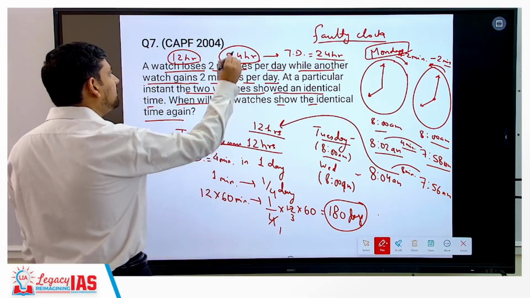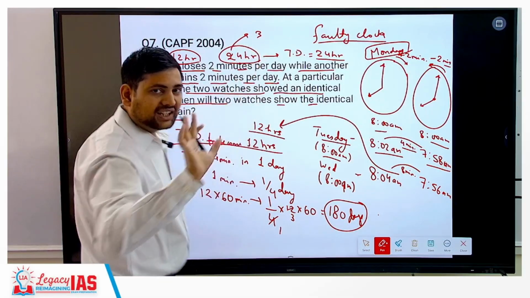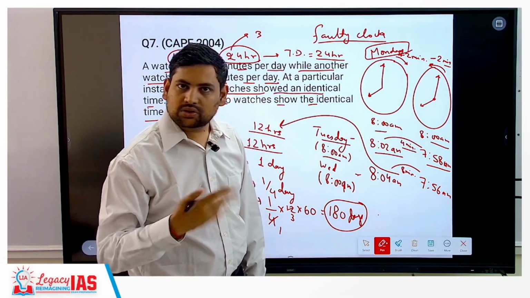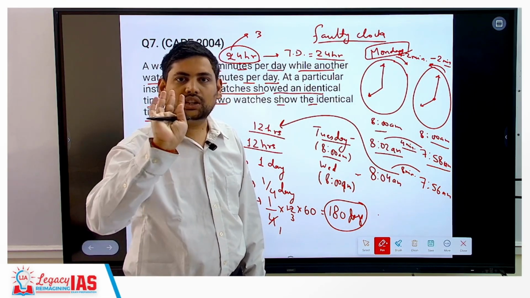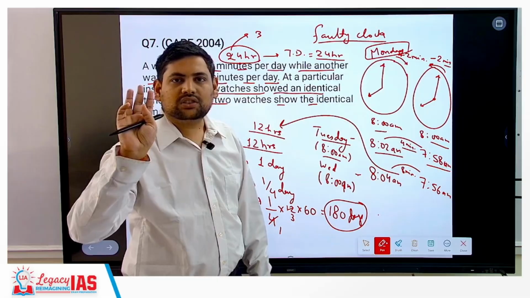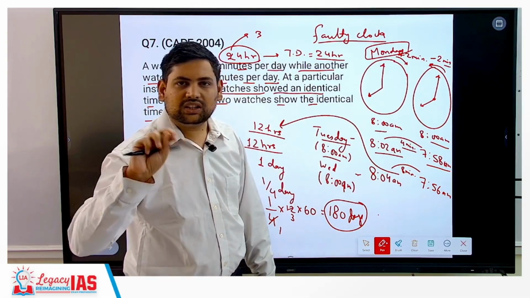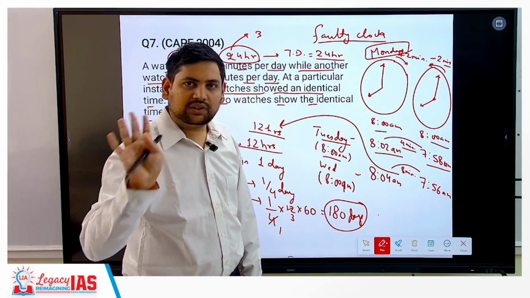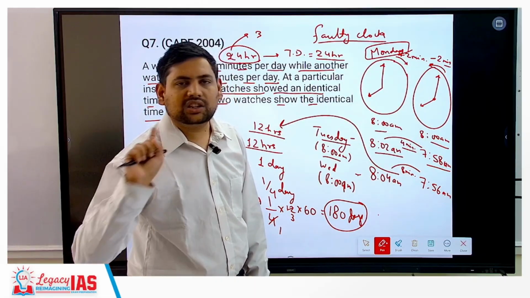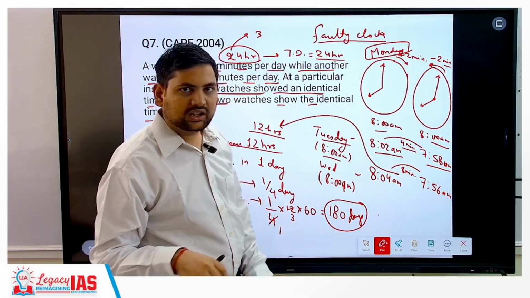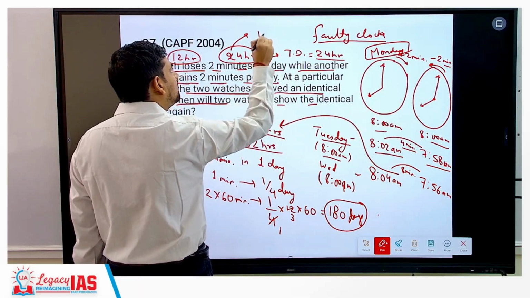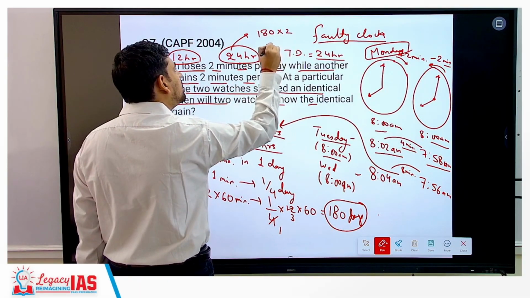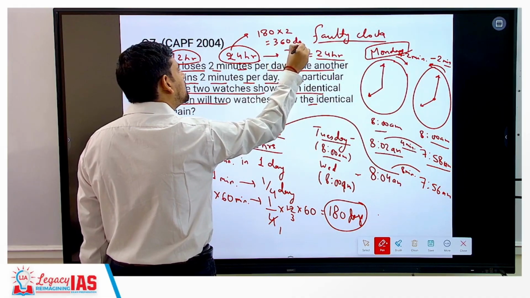So eventually, if this was a 24-hour clock, unless given 24-hour clock, you don't consider it. Why? Because all the clocks that you have seen go from 1 to 12 only. Okay, those are digital clocks. So there is no point of meeting this, that. So basically, that is different. It will be given specifically that this is a 24-hour clock. Otherwise, consider 12. Now, if it was a 24-hour clock, the number of days required will be 180 into 2, that is 360 days.